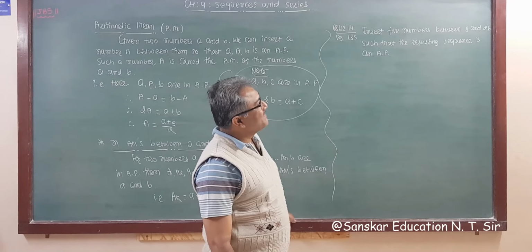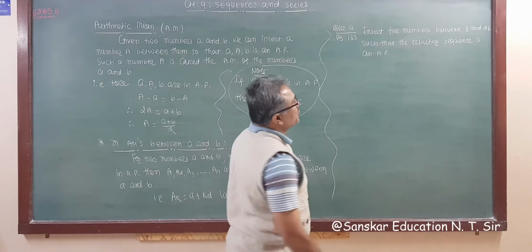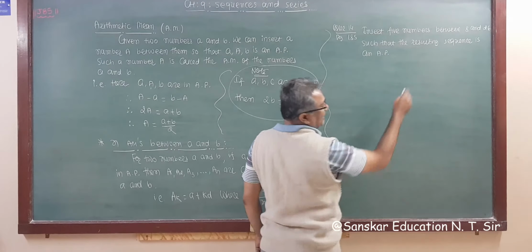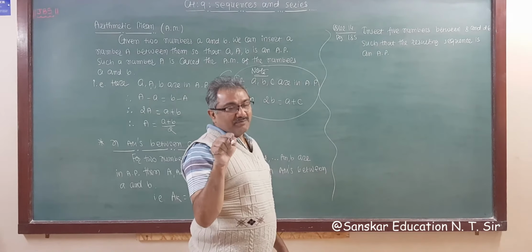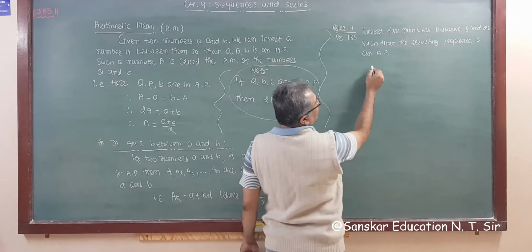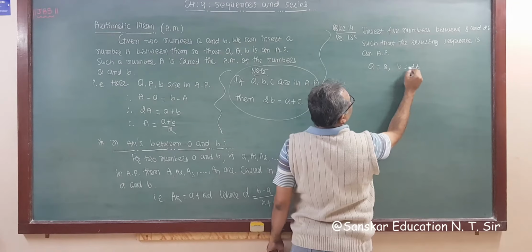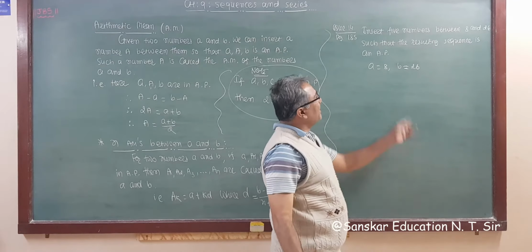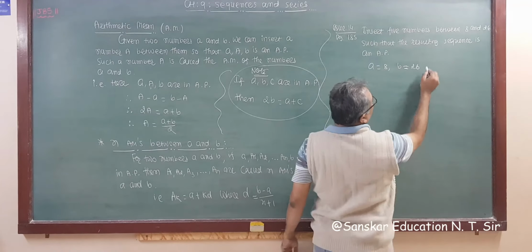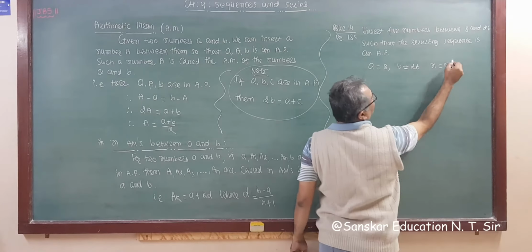Question number 14, page 185. Insert 5 numbers between 8 and 26. So what is given here? A and B. Insert 5 AMs between A and B. So here A is equal to 8, B is equal to 26, and how many? N arithmetic means is 5. So n is equal to 5, right?